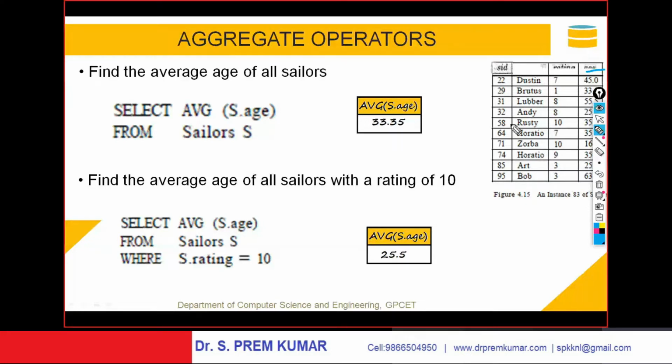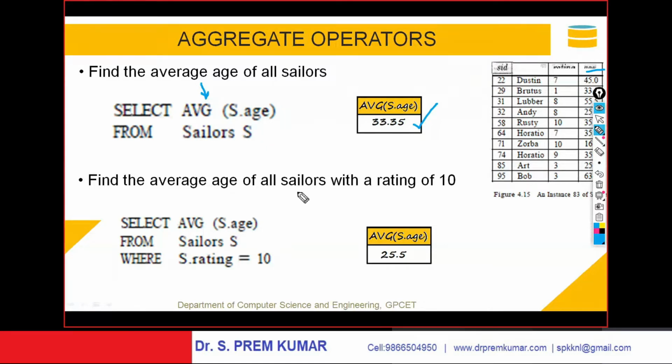If you calculate the average, it comes to 33.35. The average age of all the sailors is nothing but 33.35. You observe here how I am applying the group function. Average age of sailors: select average of age, where age is the column, from sailors. Then all these column values are averaged and it is being displayed. It is 33.35. That is the average.